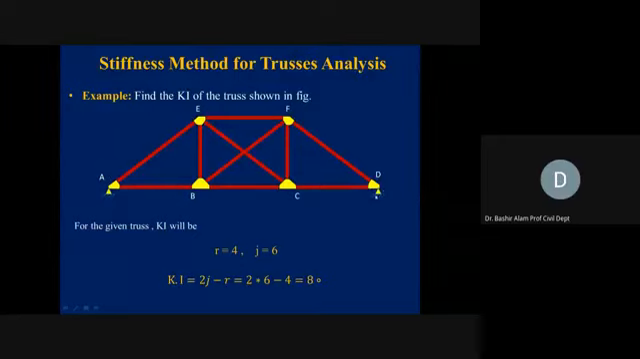And at D, again, we have a hinge support, so 2 reactions are coming from here. So R is equal to 2 plus 2, which is equal to 4. Now, we already have the equation 2J minus R, so we plug in the values here, and the kinematic indeterminacy of this structure is 8 degrees.